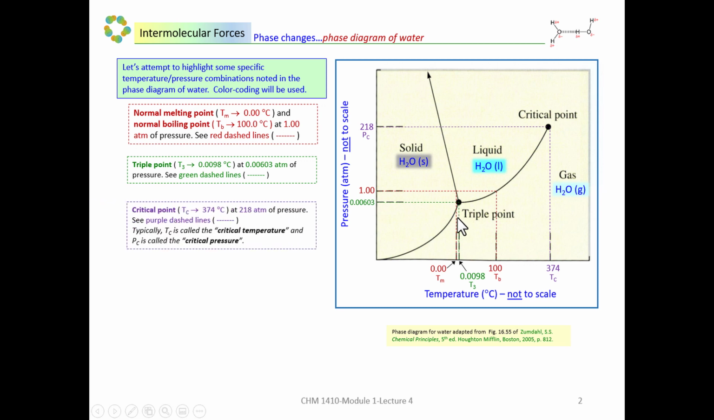The critical point, again mentioned previously, is the point at which the pressure is 218 atmospheres at a temperature of 374 degrees Celsius. So 374 is referred to as the critical temperature of water, and the 218 atmospheres is referred to as the critical pressure of water at that critical temperature.